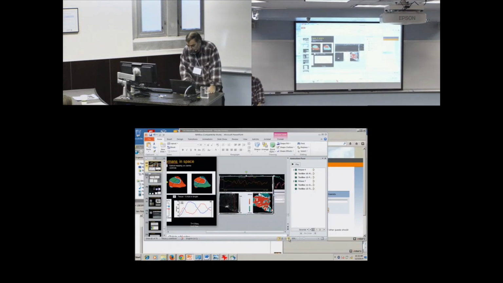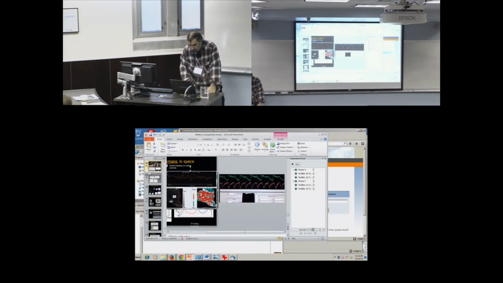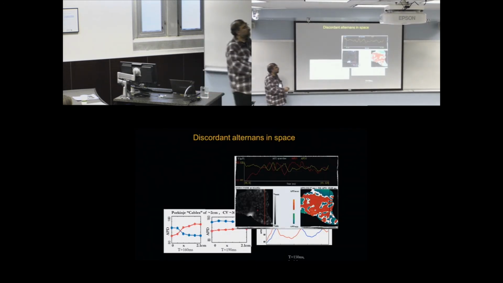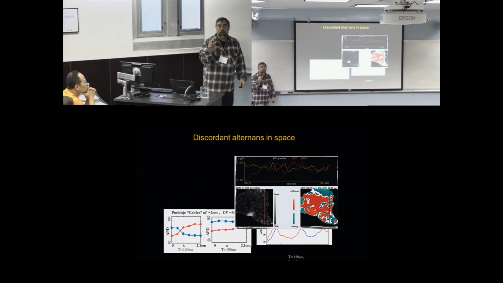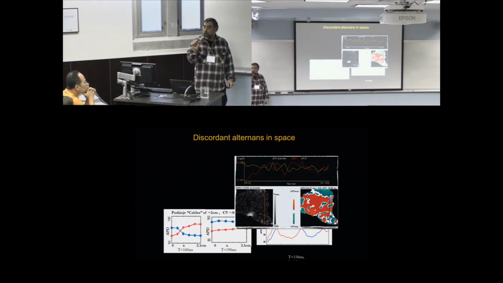And actually, I was going to show you, this is not a typical example, but it still is possible. So this is also a dog ventricle. For some cases, you can actually have a lot of nodes of discordant alternans, even in 3 centimeters. So the length scale actually is very small.